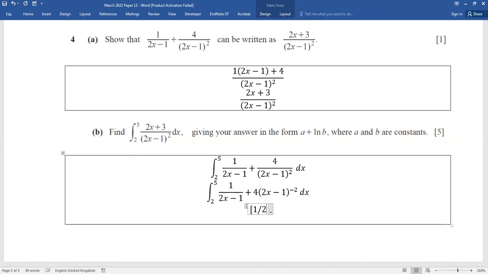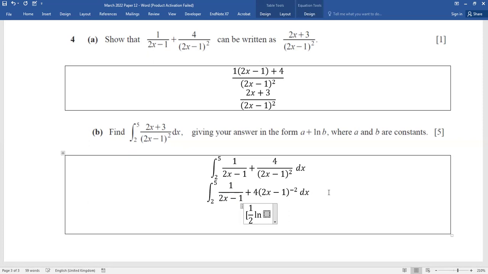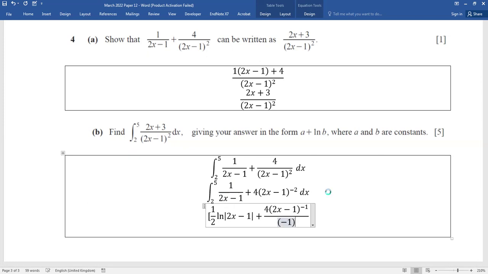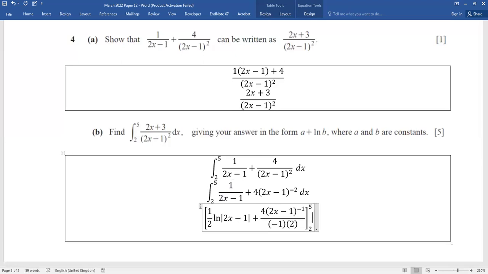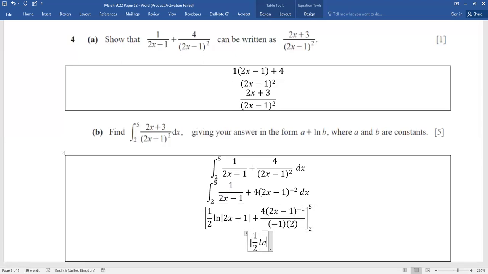What will be the integral of this? Half ln of 2x minus 1. Is that right? Plus, what will be the integral of this? 4 into 2x minus 1. 1 increase in the power makes it negative 1. Divide by the increased power, divide by the derivative. Upper limit is 5, lower limit is 2. So first simplify: half ln 2x minus 1, and then this becomes 2 over 4. We cancel. Okay, minus 1 upon 2x minus 1. Upper limit is 5 and the lower limit is 2.